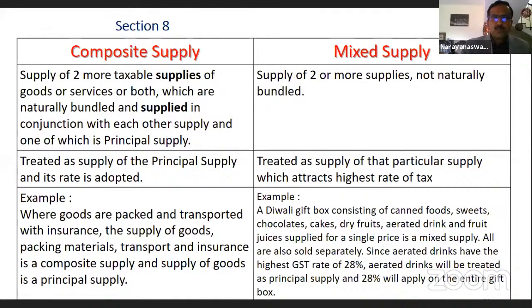The difference between the two for the taxation purposes, in case of composite supply, whichever is the principal supply, that rate of tax will be applied for the whole value. Whereas in mixed supply, if there are 2-3 items, whichever item has got the highest tax rate will be applied to the whole consignment.